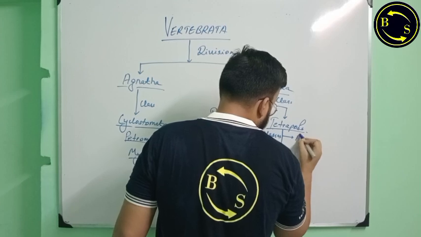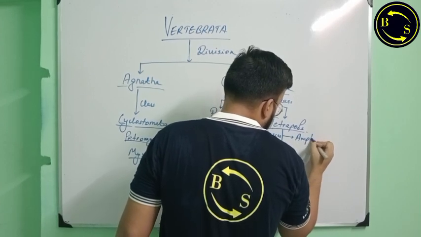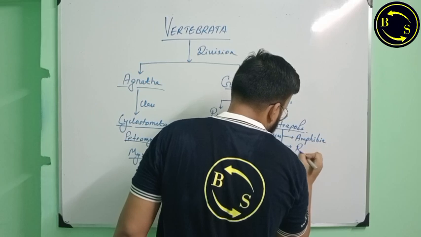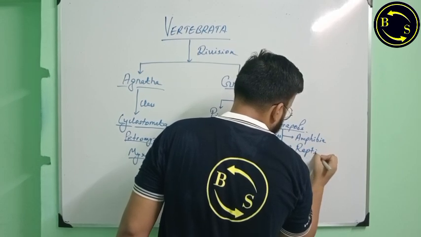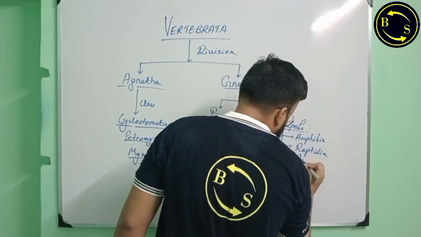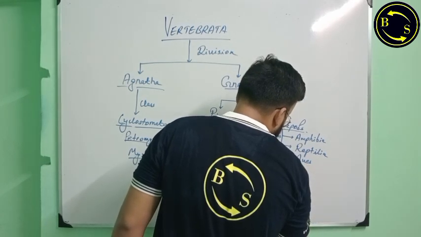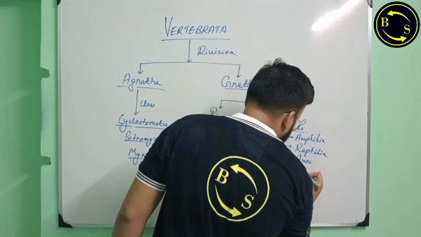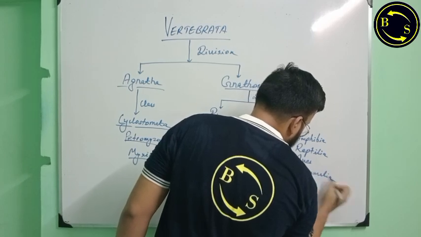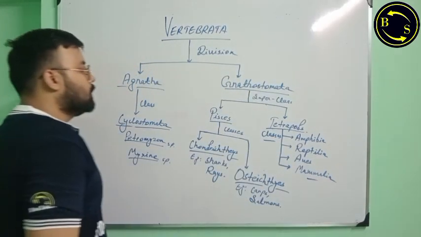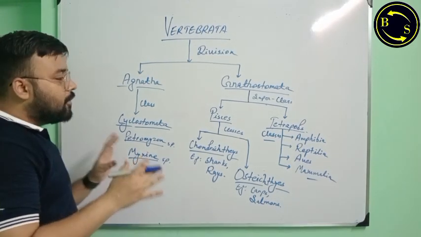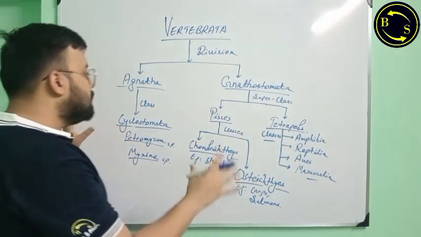We have the amphibia, we have reptilia, we have aves, that is the birds, and we have the mammals under class Mammalia. So this is all about the vertebrate classification scheme.